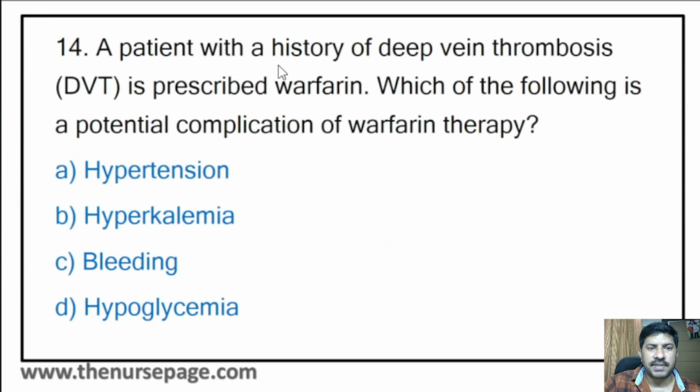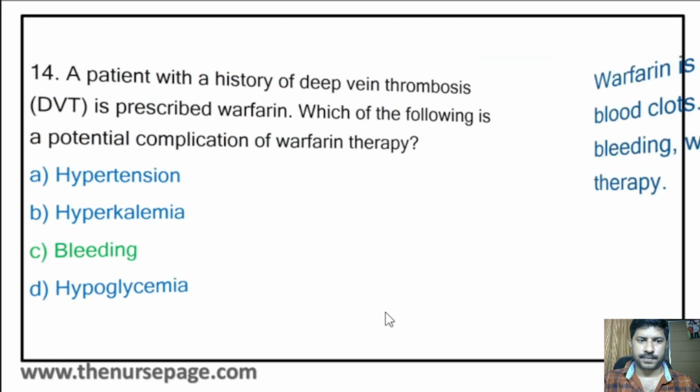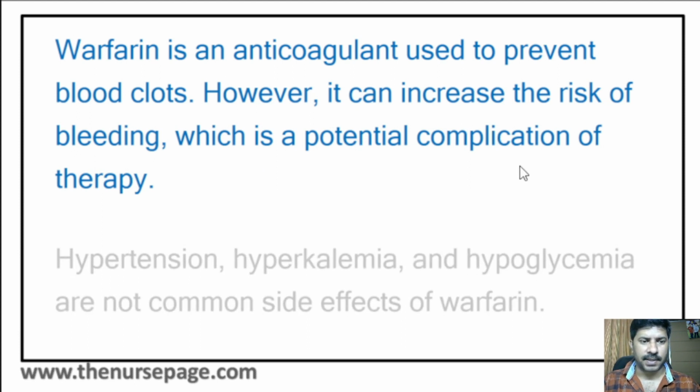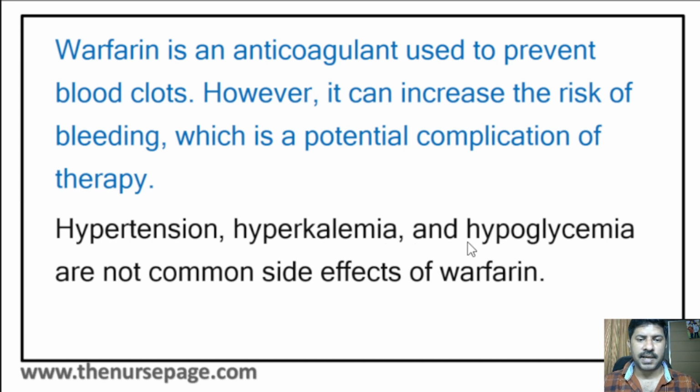14th question. A patient with a history of deep vein thrombosis or DVT is prescribed warfarin. Which of the following is a potential complication of warfarin therapy? Hypertension, hyperkalemia, bleeding, hypoglycemia. Correct answer is bleeding. Bleeding is the common side effect of warfarin therapy. Warfarin is an anticoagulant used to prevent blood clots. However, it can increase the risk of bleeding, which is a potential complication of warfarin therapy. Hypertension, hyperkalemia, and hypoglycemia are not common side effects of warfarin.